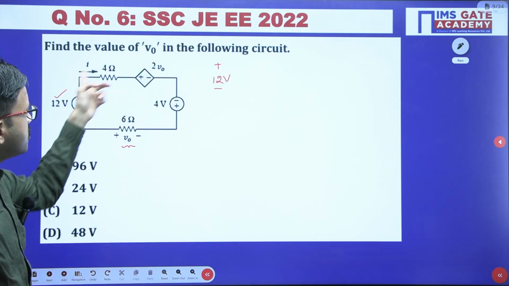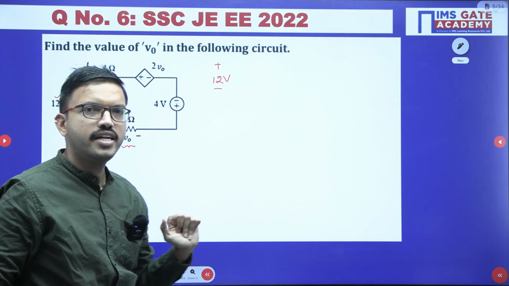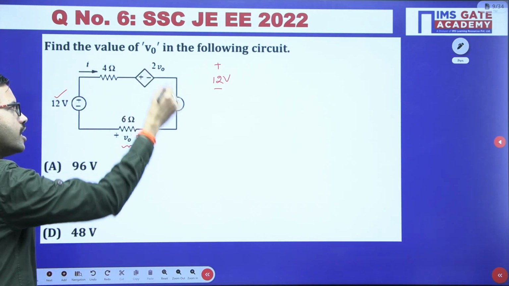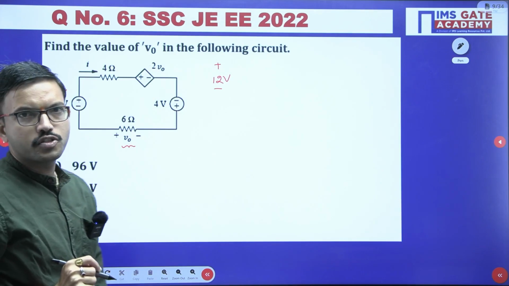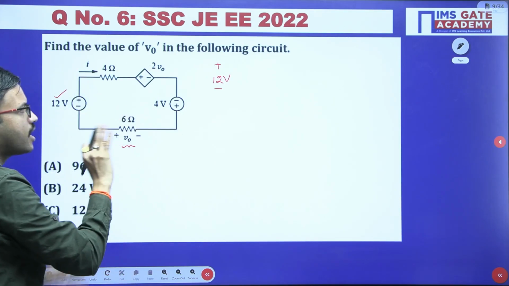Now if you observe this particular circuit, all the elements are connected in series. All the elements together form a loop, a closed path. So you can place any element on any other side.